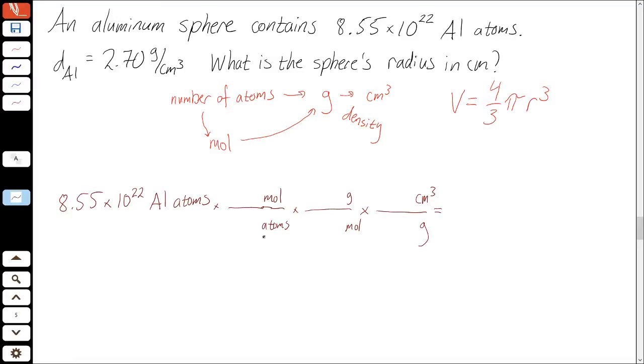So I know if I look at how many atoms are in a mole, that there are 6.022 times 10 to the 23rd atoms per mole. Then if I'm looking at aluminum, I can look at grams per mole from the periodic table. So that's 26.98 grams per 1 mole. And then finally the density, which is given in the equation, 2.70 grams per cubic centimeter.